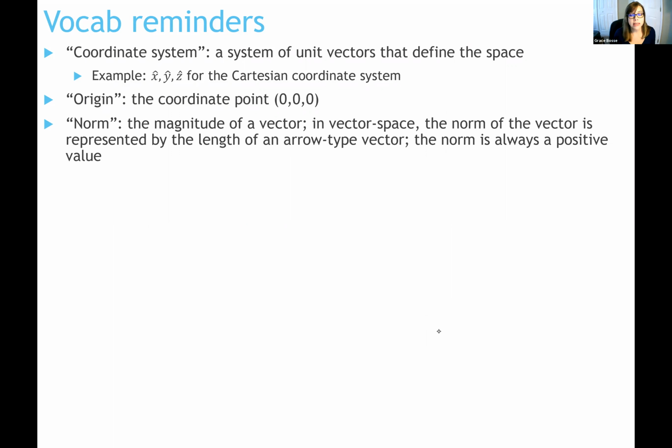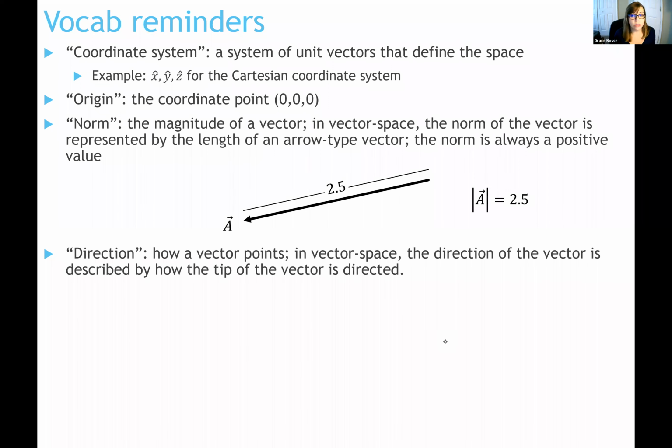A norm is the length of a vector or the magnitude of a vector. And the norm is always a positive number. Remember that the norm describes the length of an arrow vector, and length has to be positive. You can't have a negative length. Direction of a vector describes how the vector points. So when you draw your arrows, make sure that they have a tip, that they have a direction to them. Don't just draw lines, draw arrows.